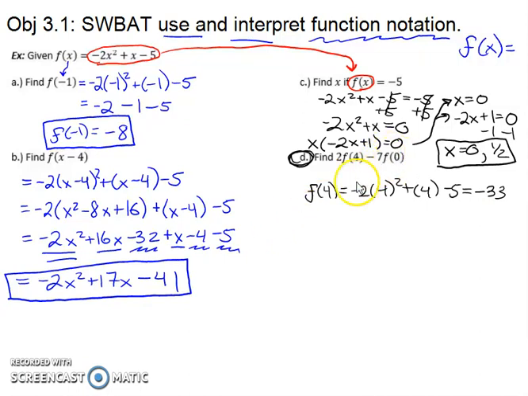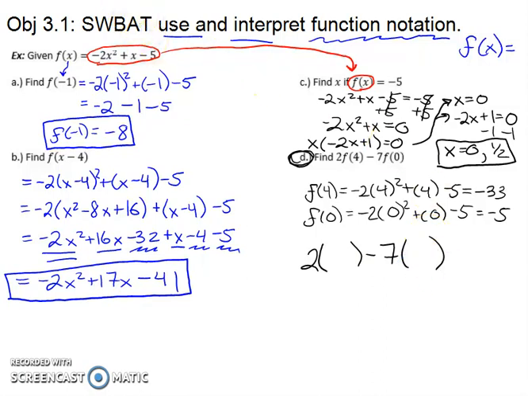And then I will also do this with f of 0, and that one's a little bit easier to do in my head because it's negative 2 times 0 squared, that's going to be 0, plus 0, which is 0, and then minus 5, which is all negative 5. And now once I know these values, I can plug them in here. So notice it says 2 times f of 4 minus 7 times f of 0. Well, I'm going to color code this a little. You see how f of 4 equals negative 33? Well, that means right here where there's an f of 4, I'm going to put in a negative 33. And you also see that f of 0 equals negative 5. So right here where there was an f of 0, I'm going to put a negative 5.